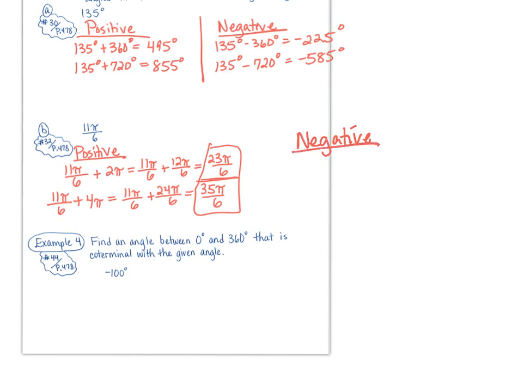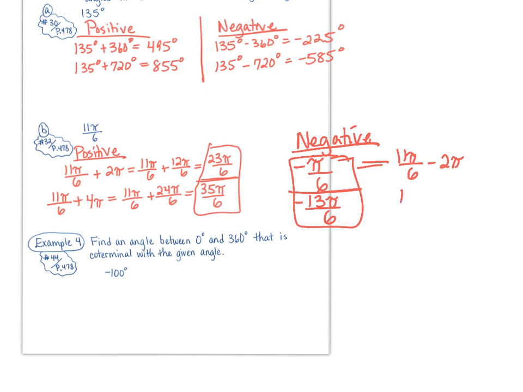What are two negative coterminal angles? Negative pi over 6 and negative 13 pi over 6. Very good. Again, if you want to see how you get it, you take 11 pi over 6, subtract 2 pi, that'll give you the first one, and then take 11 pi over 6 and subtract 4 pi, that'll give you the second one. What questions do you have?